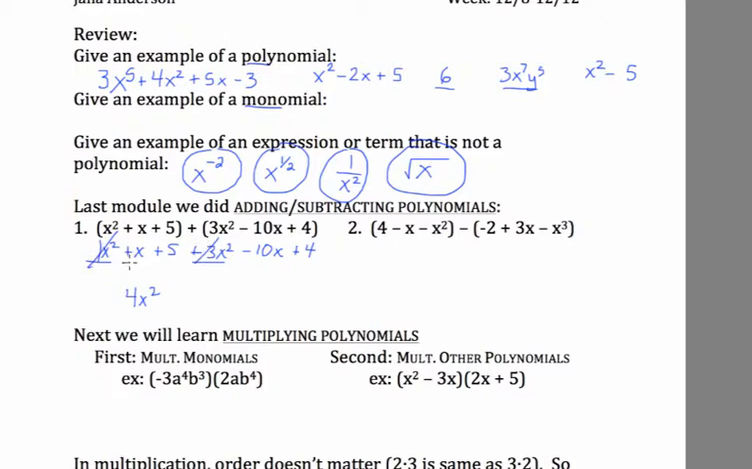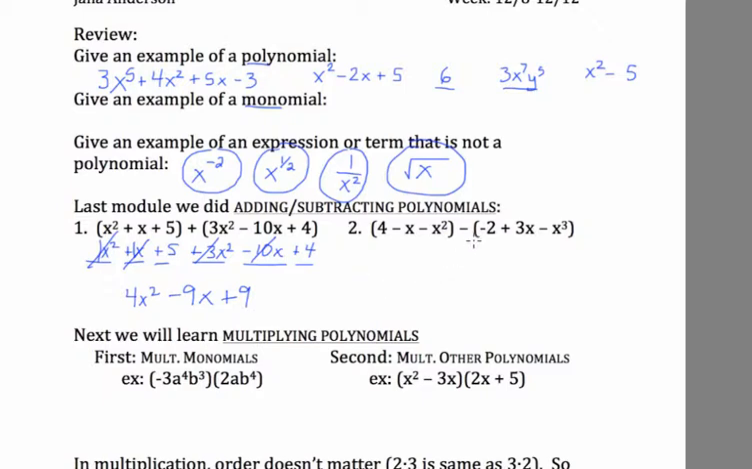And here are my x terms, a positive 1x and a negative 10x. That adds together to be negative 9x. Think money. I had $1, I lost 10, I'm now 9 in the hole. And then my constant terms, the positive 5 and the positive 4 can go together to be positive 9. I can't add this anymore because they're not like terms. When you add or subtract, you have to have like terms.